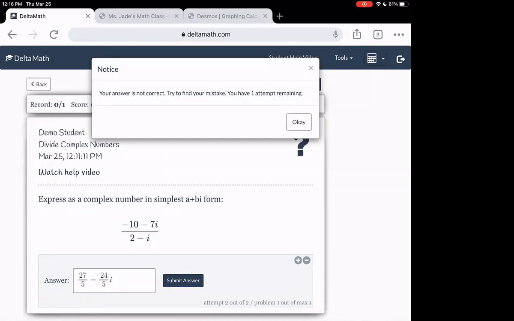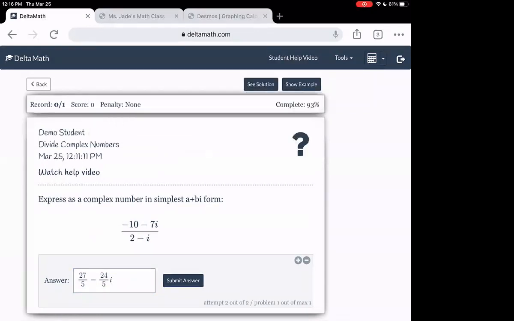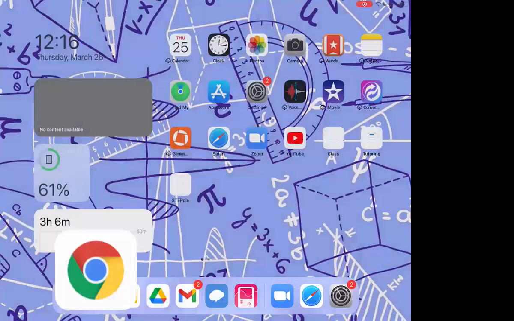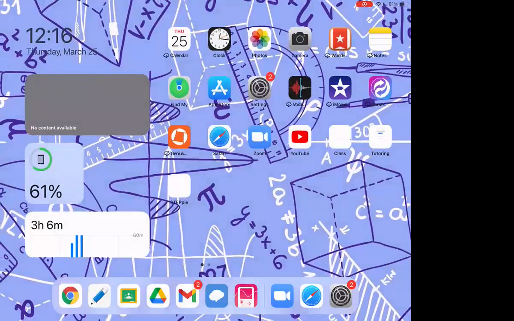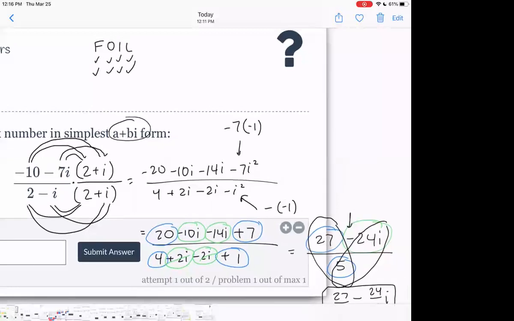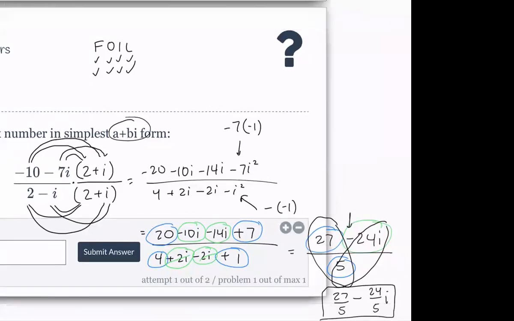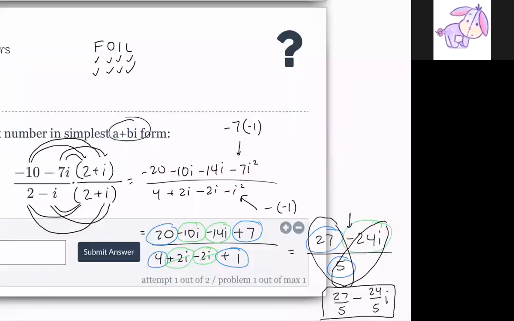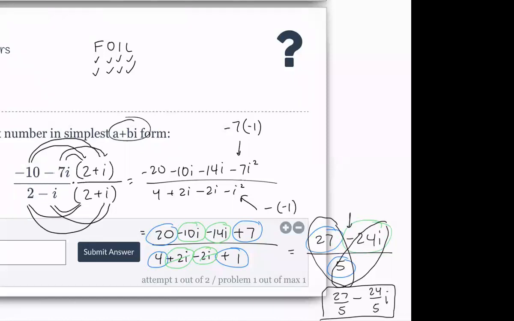All right, let me just double check our work then. Let's go back to our pictures. Okay, so here's our picture. What did I do wrong? Let's see. I want to pause the video and then you guys can help me look and see where our mistake is. If you can help me find it, that would be great. All right, we found our mistake.